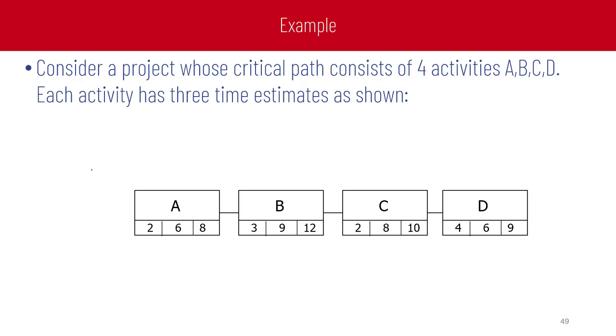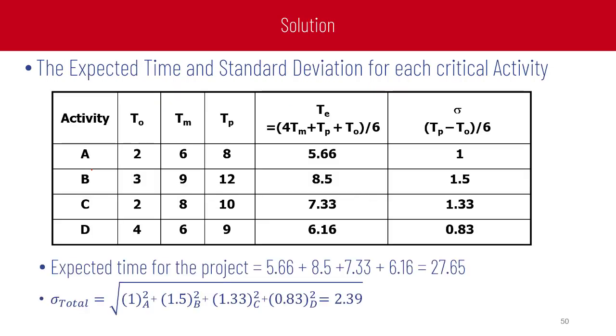The first step is to calculate the T expected for each activity, and this is done in this table. The expected time and standard deviation are calculated for each activity. T expected of activity A equals 5.66, from the equation (4 times T most likely plus T pessimistic plus T optimistic) over 6. This is done for the rest of the activities. And sigma, the standard deviation, for each activity is calculated by subtracting T optimistic from T pessimistic over 6. And this gives us 1, 1.5, 1.33, 0.83.